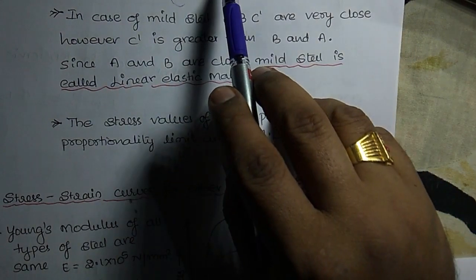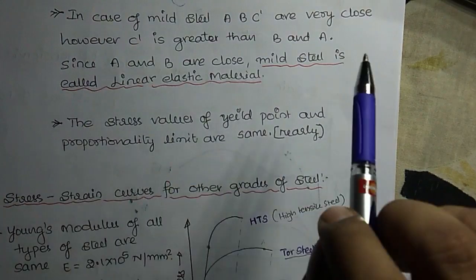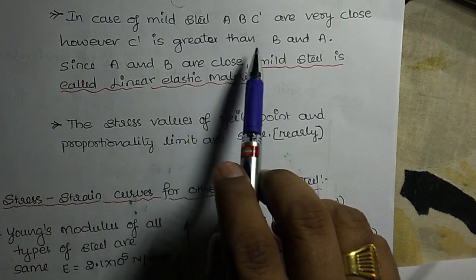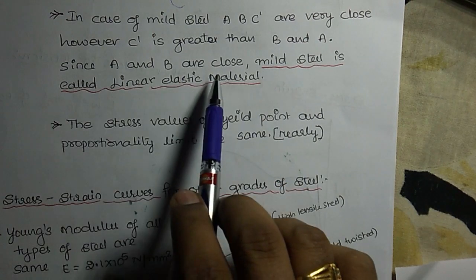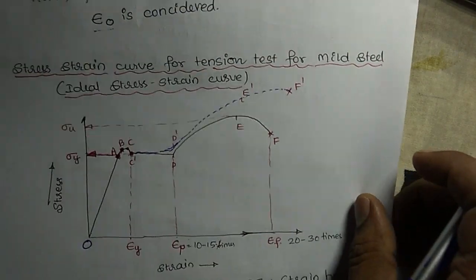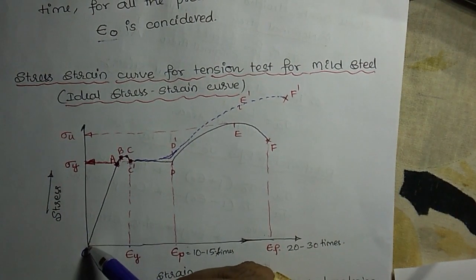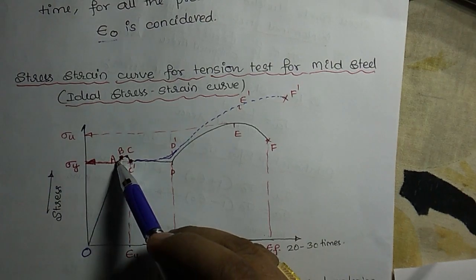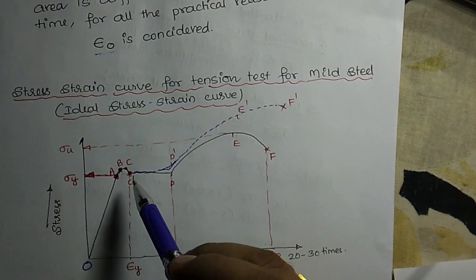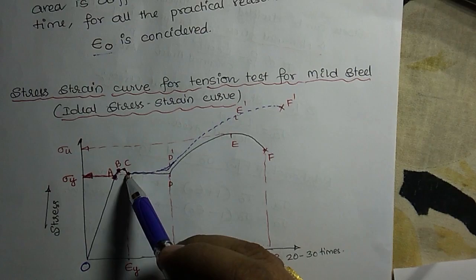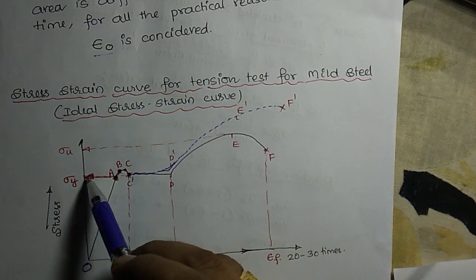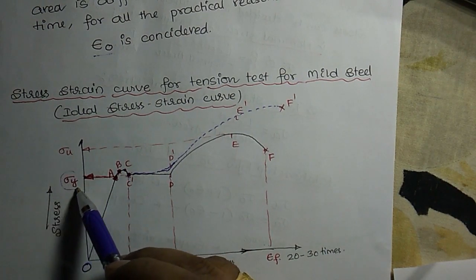The second point I have already told. The third point is, in case of mild steel, A, B, C are very close. However, C dash is greater than B and A. Since A and B are close, mild steel is called a linear elastic material. As per Hooke's law, stress is directly proportional to strain up to the proportionality limit, but A and B are very close, so you can also consider this as up to the elastic limit. One more thing: the yield stress value and the proportionality limit are almost the same value, hence this value is considered for all the practical purposes.